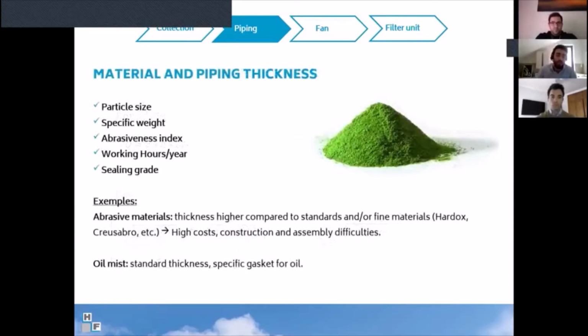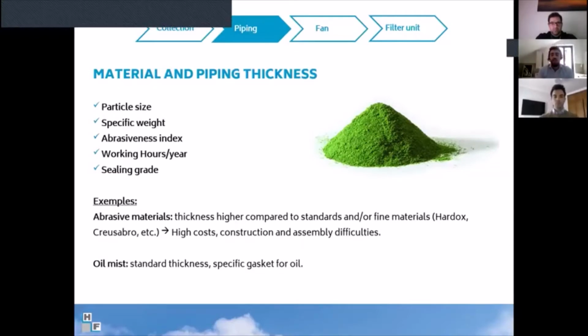Then we also have to define which is the material and which is the piping thickness necessary for the application. Again, we have to understand the particle size, the specific weight of the pollutant, and so on. We can use different materials in different thicknesses depending on the application. For example, in an oil mist application, we don't need a very high thickness of piping, but we will use a specific gasket for oil in order to avoid any kind of leakage.